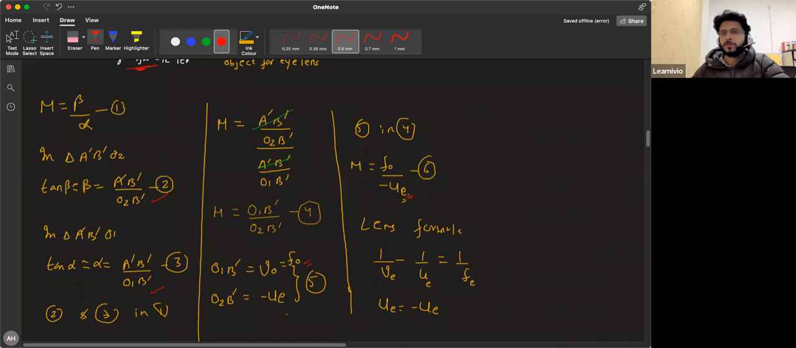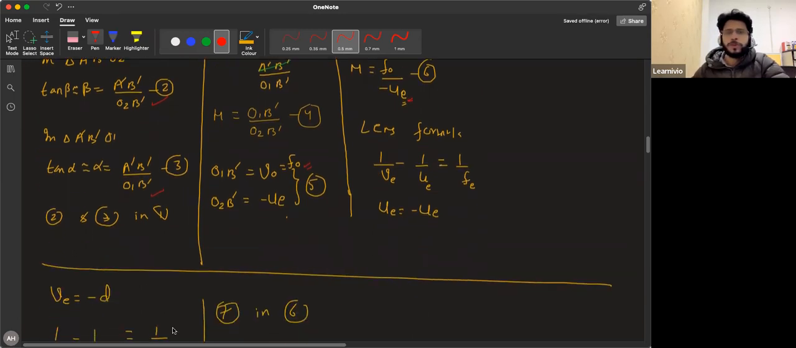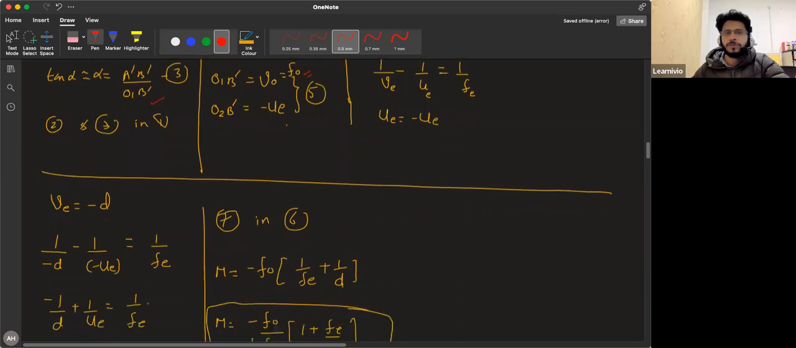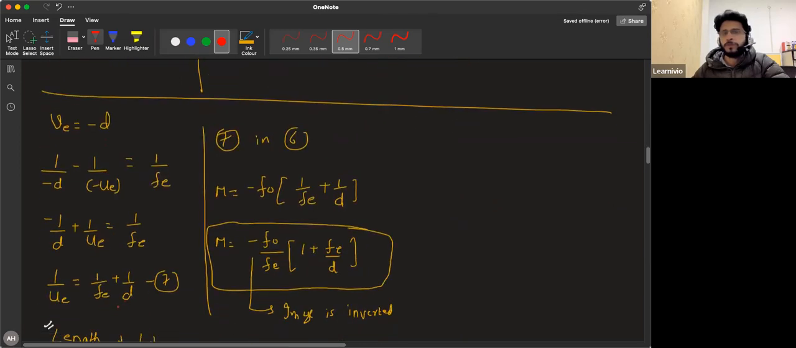The next task is to somehow convert this 1 by UE in terms of D and FE. So again, using the lens formula, U is minus of UE, V is minus D. When you do these calculations, you get 1 by UE is 1 by FE plus 1 by D. The same thing that we have done in the simple microscope and the compound microscope, we're repeating the same step with the telescope also.